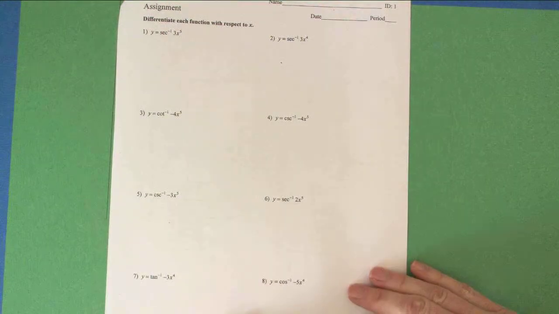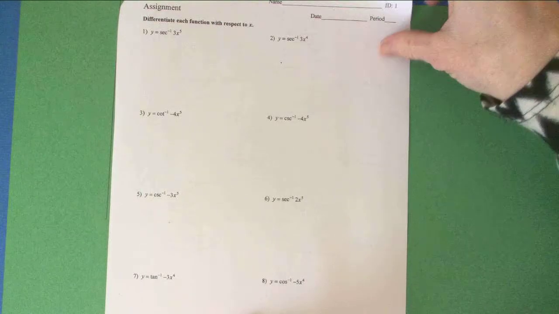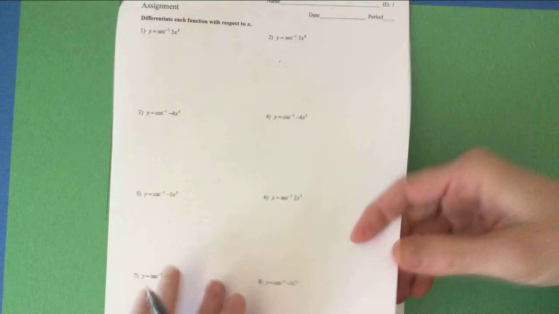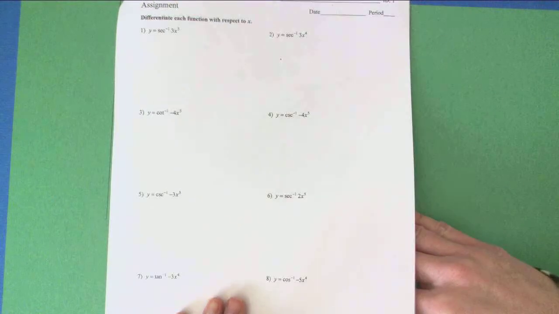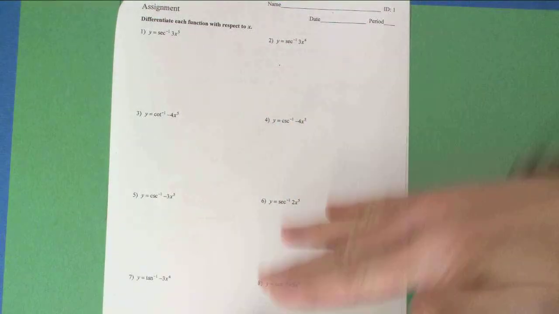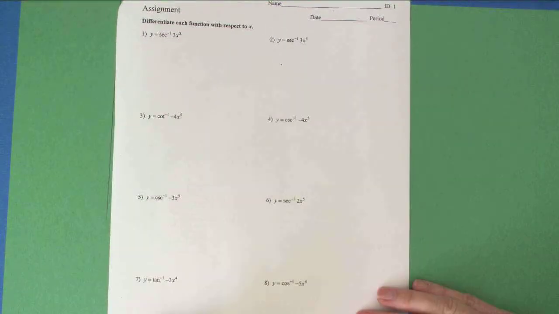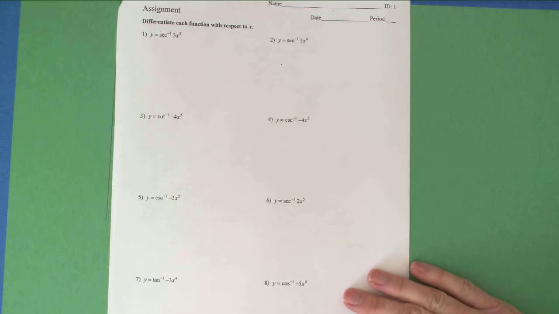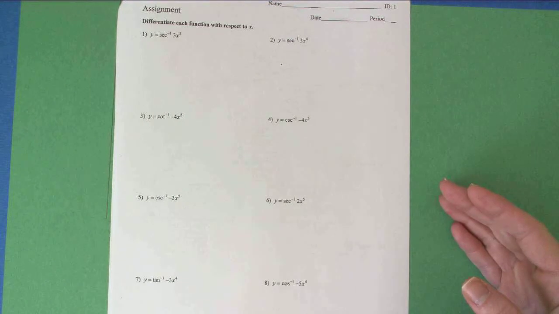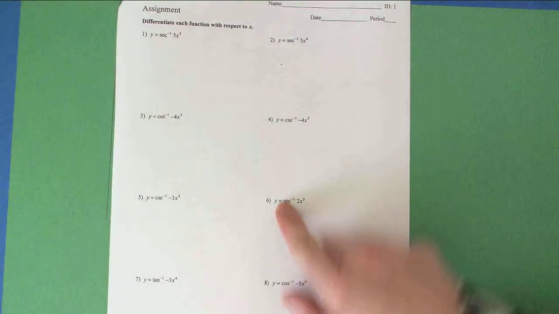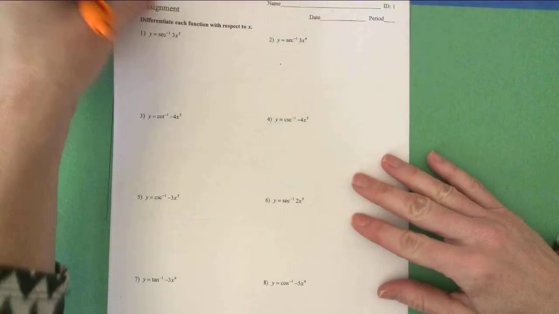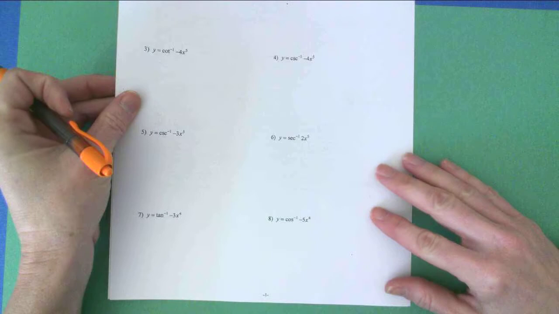Your homework assignment for derivatives of inverse trig functions is going to be these 15 problems. It's 1 to 8 here, and then you flip it over, and you have numbers 9 to 15. An answer key is also included on the back page of this packet. But let's just take a look at number 6, for example. I'm just going to randomly pick number 6. Let me bring that up here.